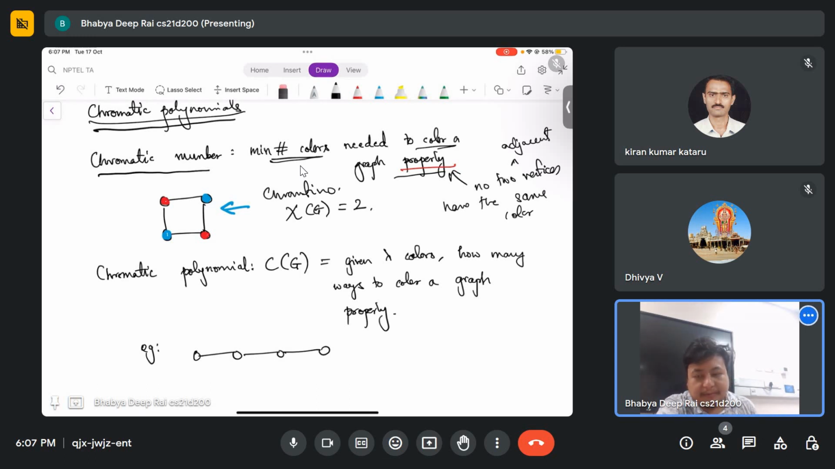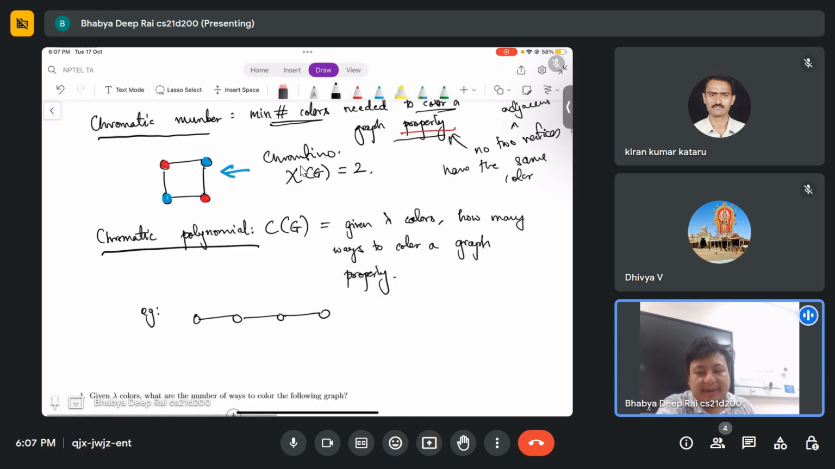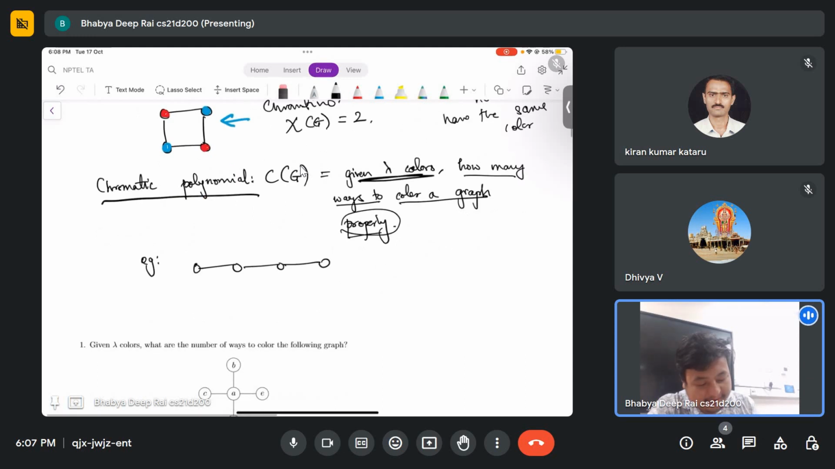Now the question comes, what is a chromatic polynomial? In the lectures you may have seen that given lambda many colors, I give you some lambda colors, we are asking how many ways there are to color a graph properly. By proper I mean again that no two adjacent vertices should have the same color. A simple example would be, I am given this path. I have lambda colors, red, blue, green, and so on. I have lambda many choices to color this vertex.